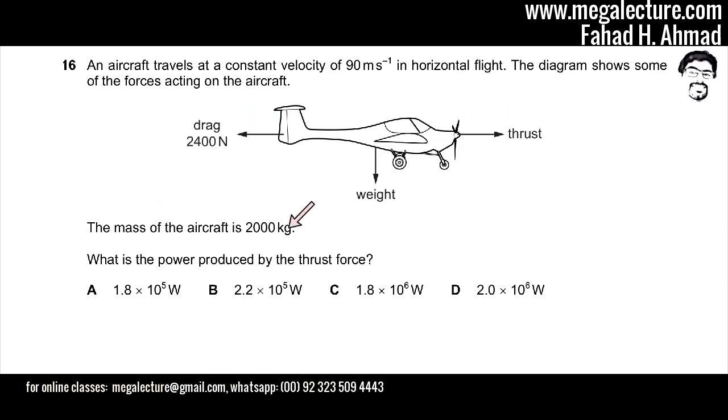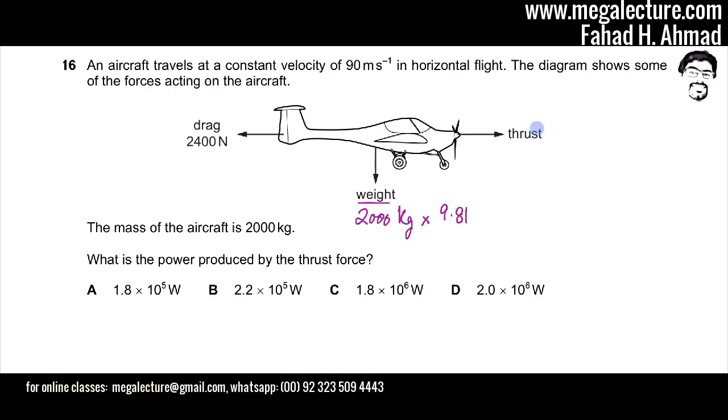And then the mass of the aircraft is 2000 kg. So 2000 kg is the mass. The weight is going to be, if you multiply it by gravity, 9.81. So that is going to be the weight of the plane. And the question now is, what is the power produced by the thrust force? So what is the power that is produced?